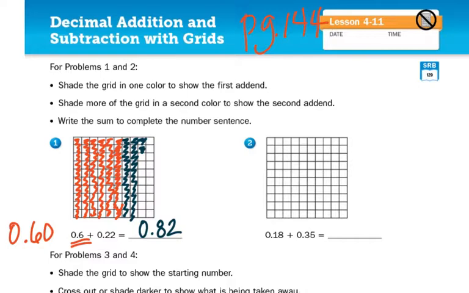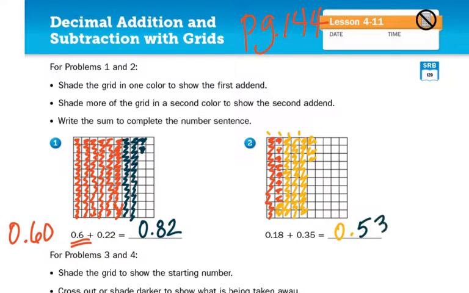Number 2, again, if you need more time, pause the video at any point in time. 18 hundredths. 10, 11, 12, 13, 14, 15, 16, 17, 18, and 35 hundredths. I'm going to do it like this first. 10, 20, 30, 31, 32, 33, 34, 35. If I count this is 10, 20, 30, 40, 43 hundredths. Sorry, 53 hundredths.